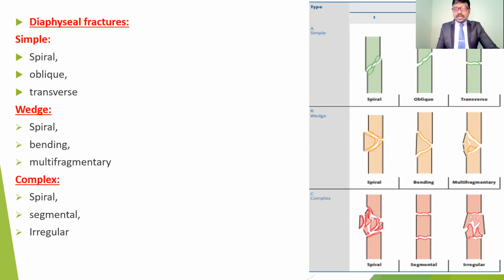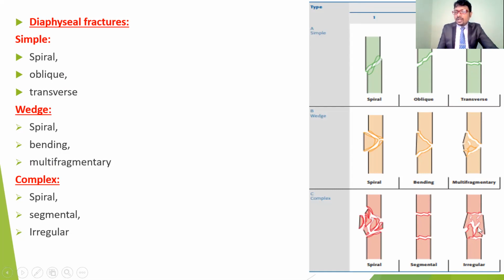Coming to the complex one, it is spiral, segmental, and irregular. In the spiral, you get the spiral pattern, but the fragments are many. With this type of fracture, reduction is very difficult, and the surgical procedure is also difficult. The segmental one divides the bone into segments, so the upper part and also the lower part get broken. The fracture occurs on two sides.